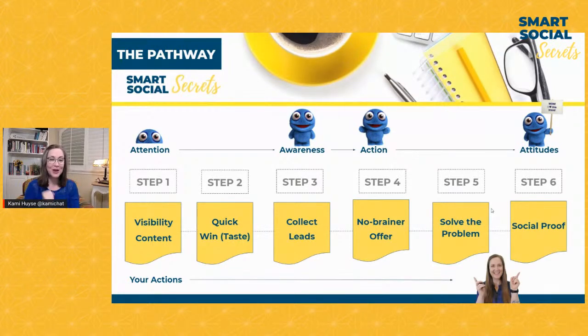So this week, we're going to go over the last 3 steps, which are coming up with this no-brainer offer. So once you have collected their leads, you have to sell them something. You probably already have something that you do sell, or a service that you provide, or anything like that. So I would love to know who's here.